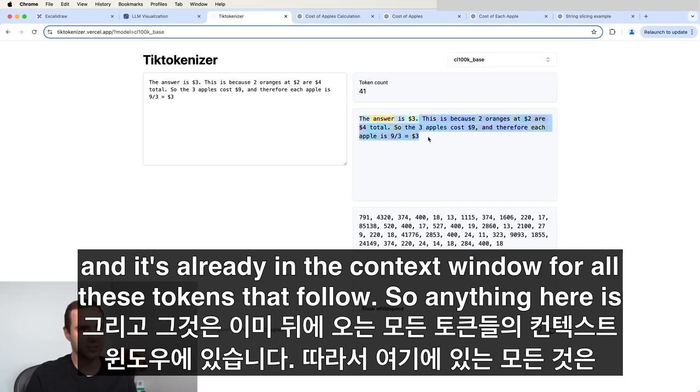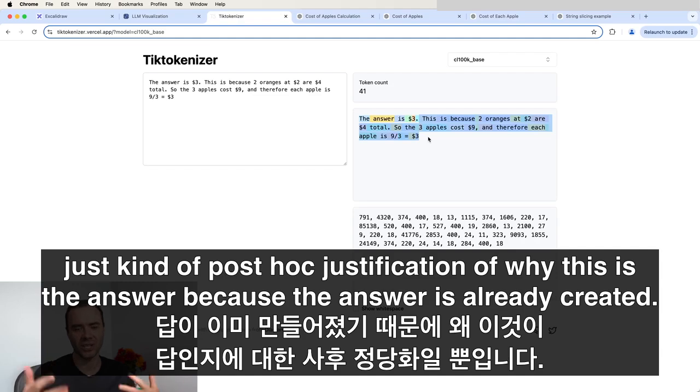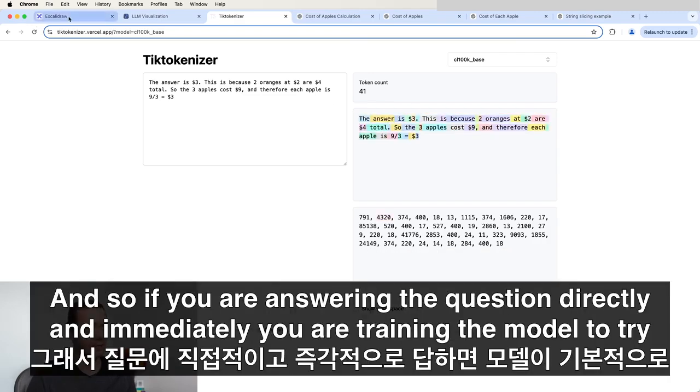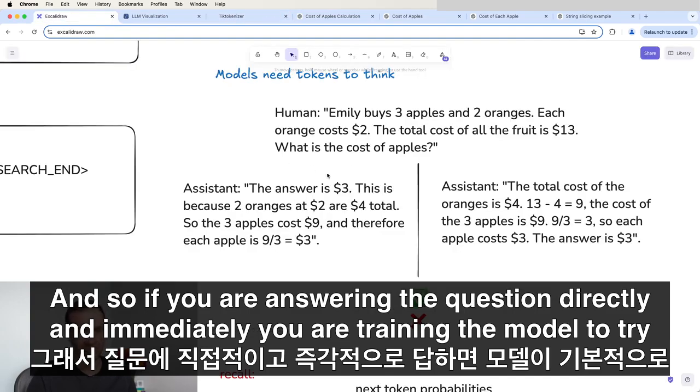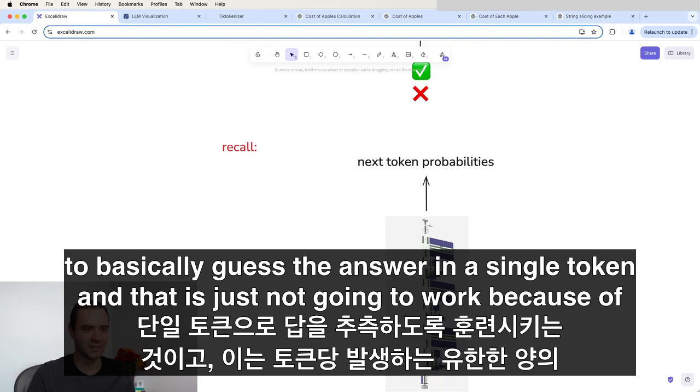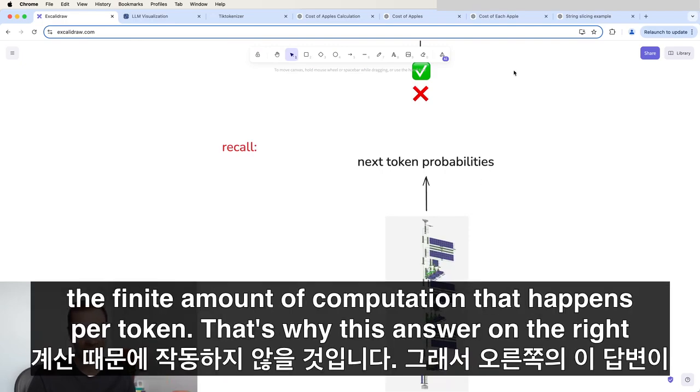So anything here is just kind of post hoc justification of why this is the answer, because the answer is already created. It's already in the token window. So it's not actually being calculated here. And so if you are answering the question directly and immediately, you are training the model to try to basically guess the answer in a single token. And that is just not going to work because of the finite amount of computation that happens per token.